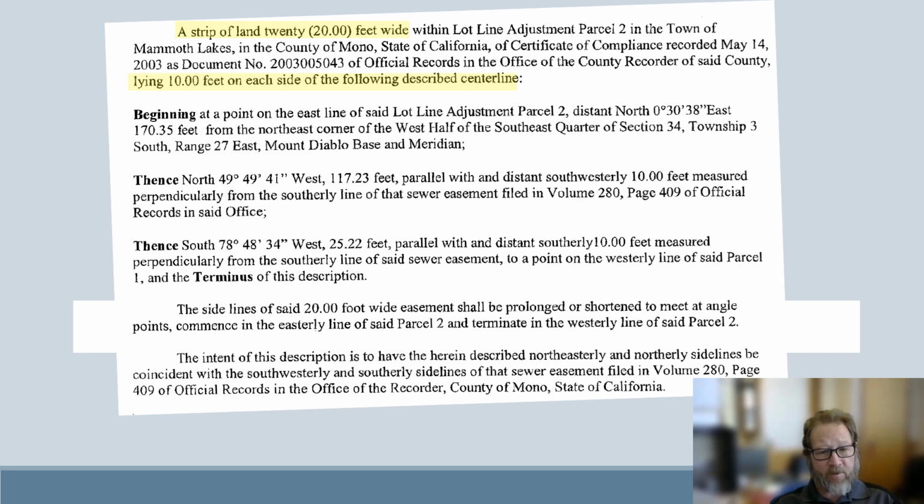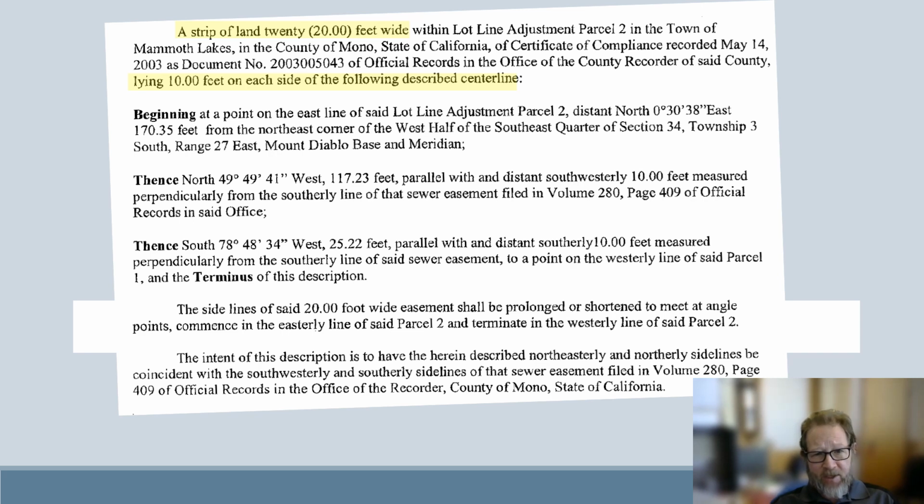Now, the legal description we were looking at here is a 20-foot wide legal description. This is actually for a sewer easement owned by the town of Mammoth Lakes. And we also see here that this legal description tells us the sewer easement lies on 10 feet of either side of the center line that's then described in the legal description. So in this case, they're giving us a center line. And this legal description will give us the ability to draft that center line.